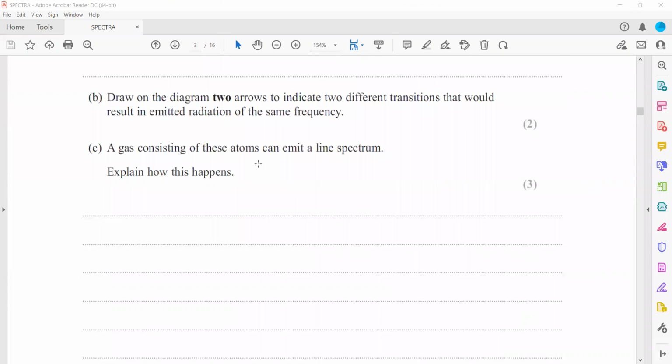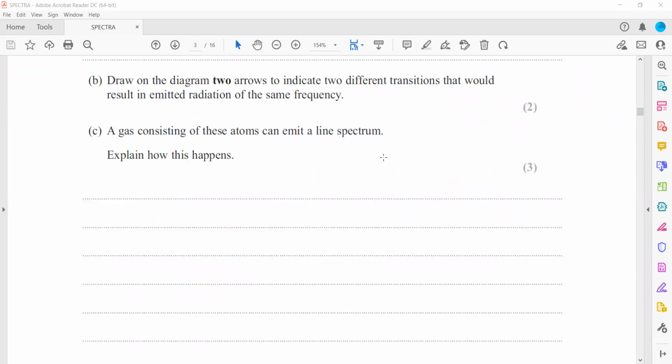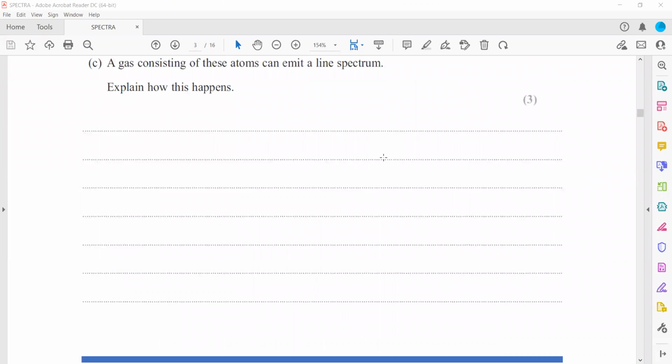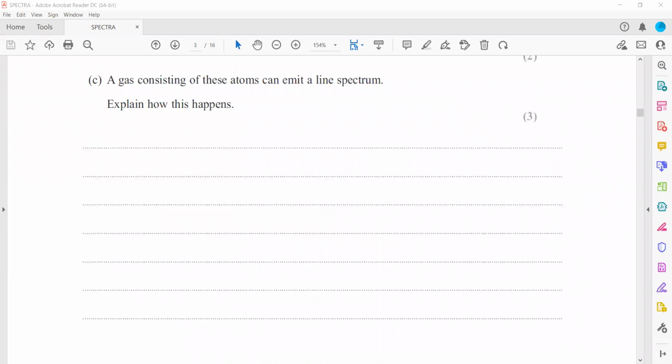The next part: a gas consisting of these atoms can emit a line spectrum. Explain how this happens. Basically, what is the meaning of line spectrum? Line spectrum means a discrete or fixed amount of energy is given off. So what happens when an electron gains energy? It moves to a higher level. Then from the higher level, it jumps back to a lower level, and as a result, it will emit.